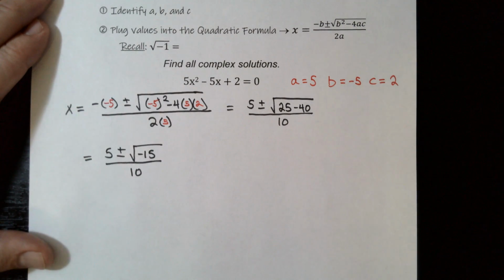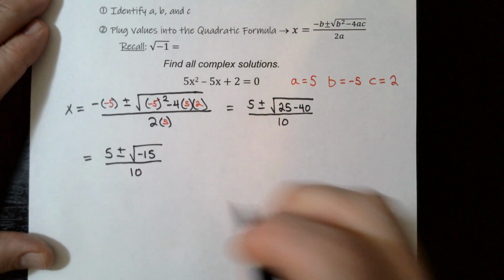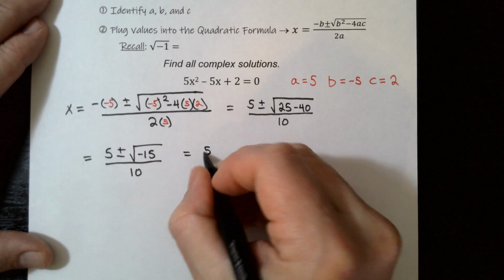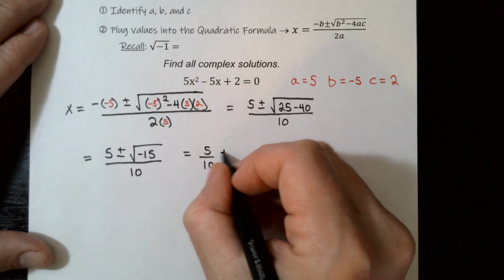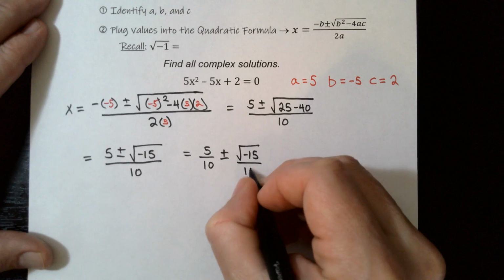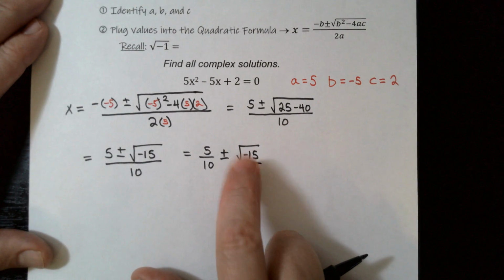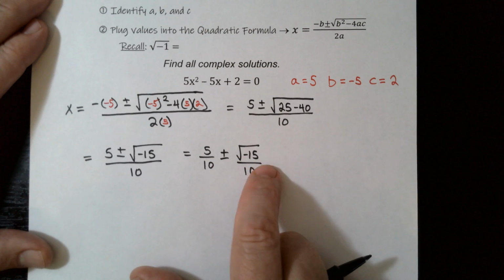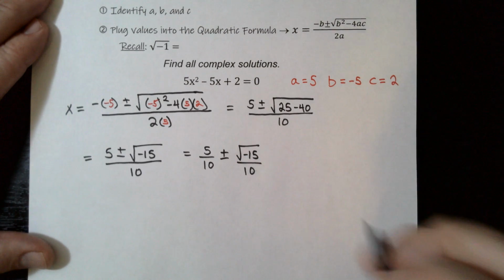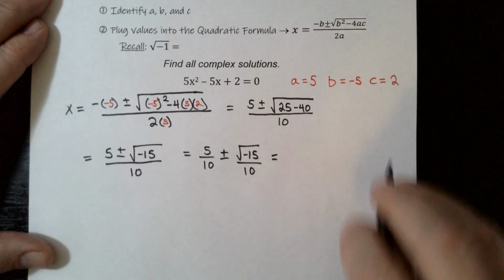Okay, so now we're going to split this up into two fractions, one with the 5 on top and one with the square root of -15 on top. So 5 over 10 is your first fraction, plus or minus the square root of -15 over 10. This one does have a negative under the square root, so we are going to get rid of the negative, and we're going to put an i out behind this fraction. So 5 over 10, let's reduce that real quick.